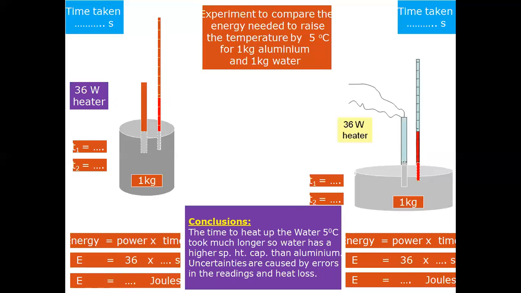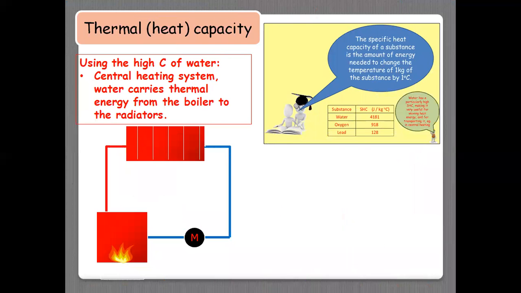And that is the reason why the specific heat capacity of water is much higher than the specific heat capacity of aluminum. So as you see here, this is the experiment summary. Now the specific heat capacity of water is used in a lot of applications.